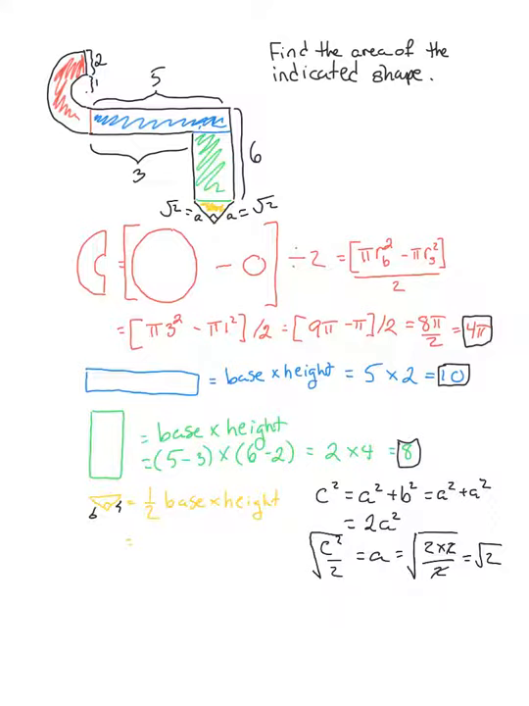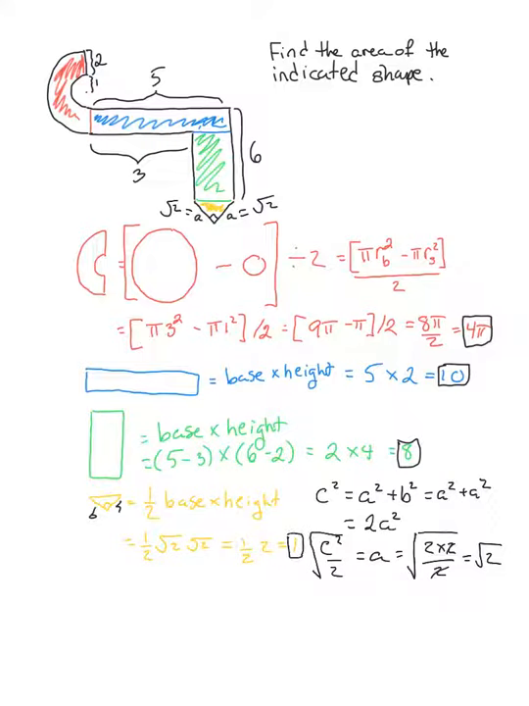So the area of this little triangle is 1/2 times the square root of 2 times the square root of 2. And root 2 times root 2 is equal to 2. So we're left with 1/2 times 2, which is equal to 1. And that's the last remaining piece of area.